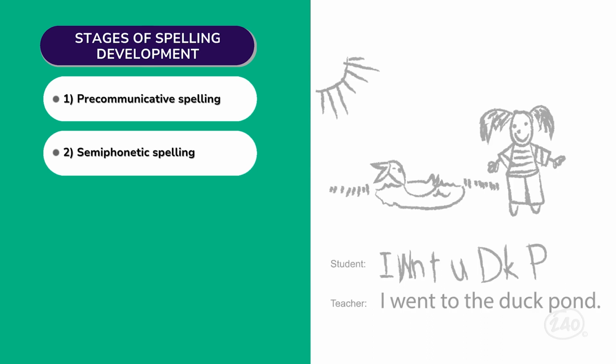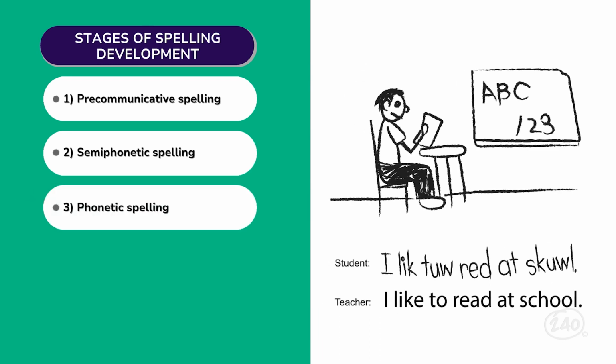As a child progresses to the phonetic spelling stage, they use a letter or a group of letters to represent every sound heard in a word. Spelling choices still may not be conventional, but they are understood through the lens of letter-sound correspondence.